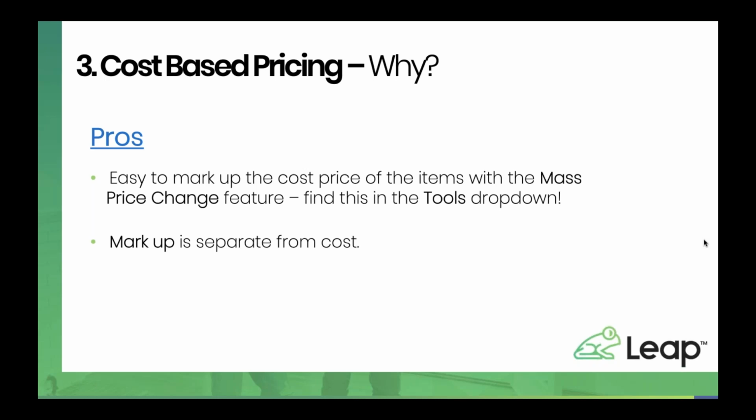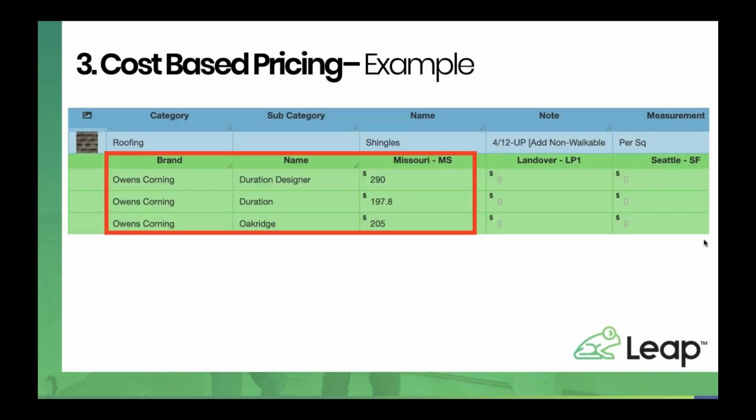So it is easy to mark up your cost price of the items because we have a mass price change feature. Some of you may have actually already taken advantage of it. So when you are just interested in marking up your cost of an item because a manufacturer or a dealer comes to you saying they're upping something by 3% this year, you just click a button and you tell the program, hey, I want to increase the prices of all of this by 3%. And it's not going to affect your retail markup. That'll be in a separate place of the application from your cost pricing.